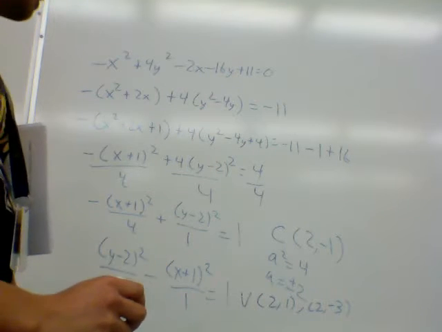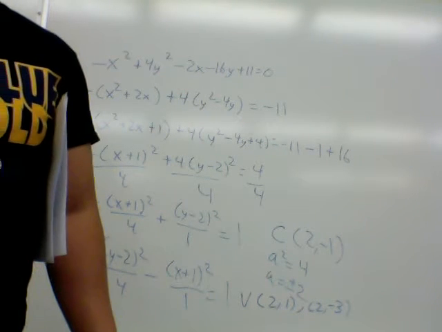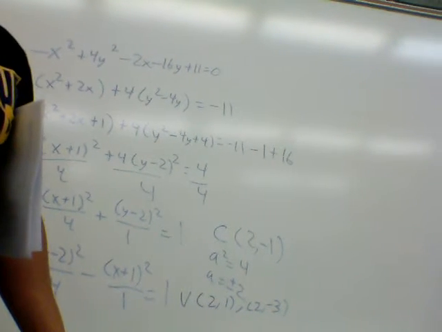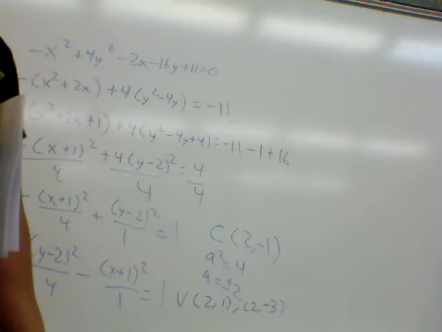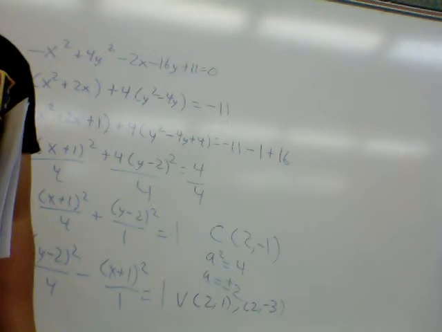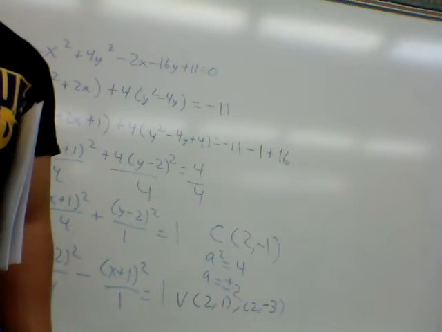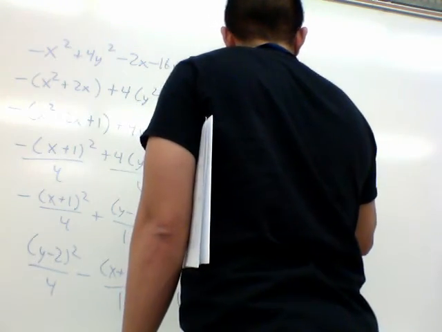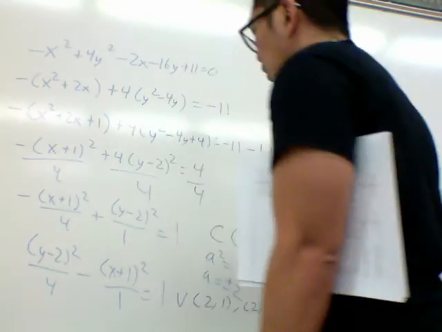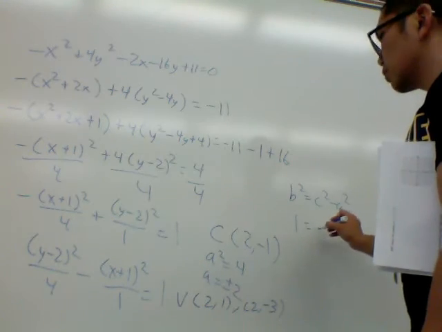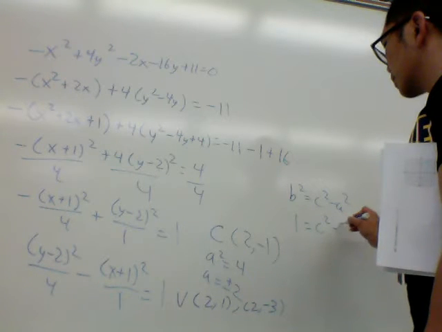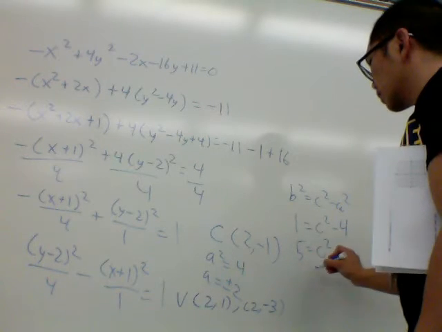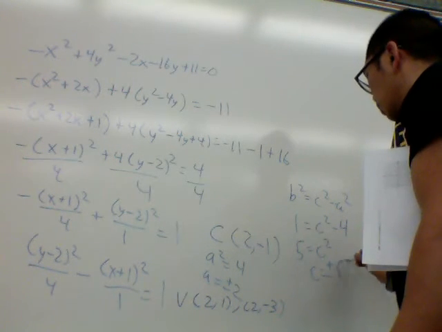Now, to find c, I'm going to use that equation to find c squared that I've always been using. So here I know b squared is equal to c squared minus a squared. So this is going to be 1 is equal to c squared minus 4. I add 4 to both sides and I get 5 is equal to c squared. So c is equal to plus or minus root 5.